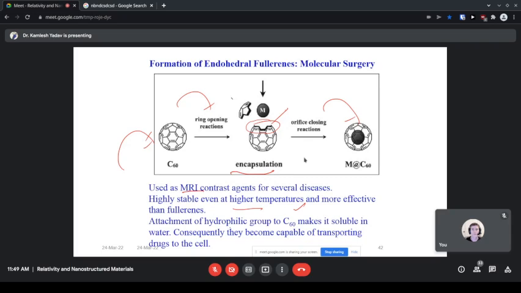Even suppose this C60 carbon molecule is not soluble in water. This is not soluble in water. But what you can do? You can attach some hydrophilic group at the surface of this, and then this can easily dissolve in the water. Okay. And in this way, this will be capable to transport drugs to the various places of the cell. Or this can be used in drug delivery in the body. Okay.